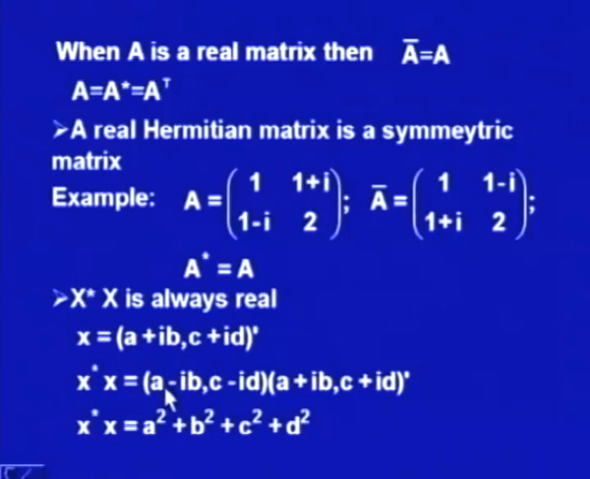So a plus ib will become a minus ib and c plus id will become c minus id, multiplied by (a plus ib, c plus id) transpose, and when you multiply it, it is a minus ib multiplied by a plus ib, that gives me a square plus b square, and the second element when multiplied gives me c square plus d square. So a, b, c, d being real, because a plus ib and c plus id are complex, this is a real number. So x star x is always a real number.